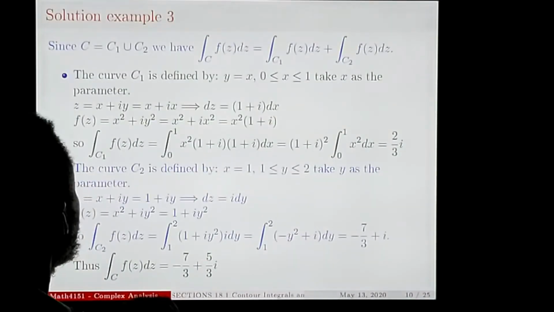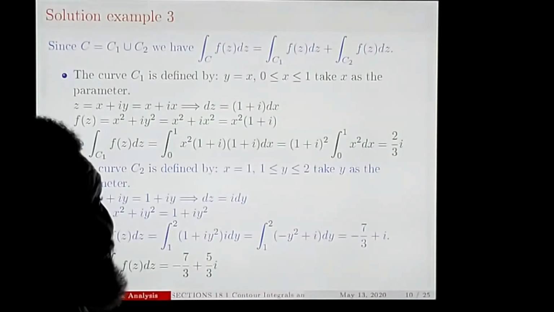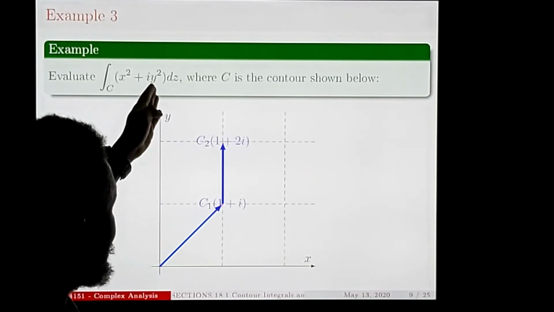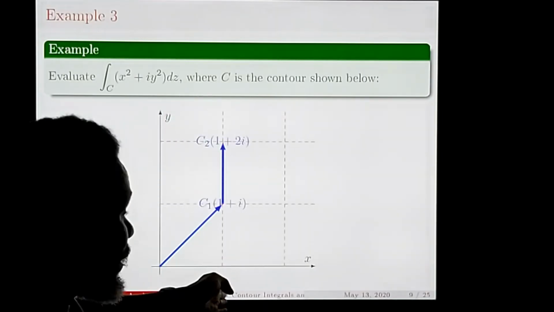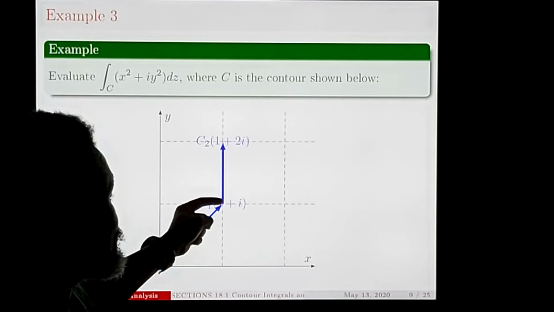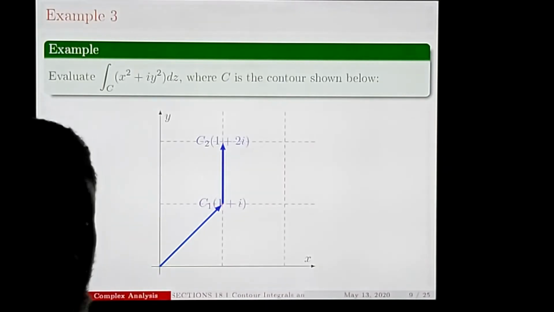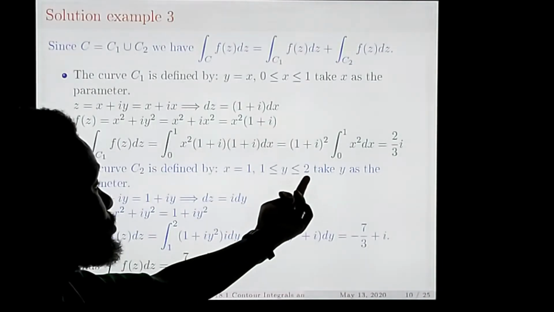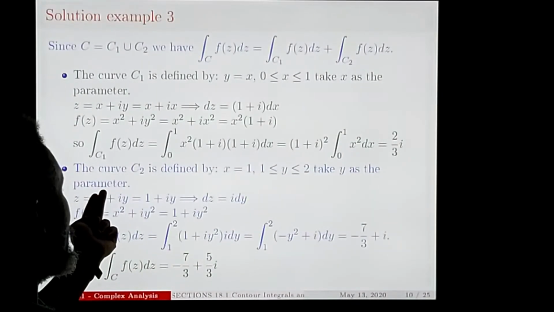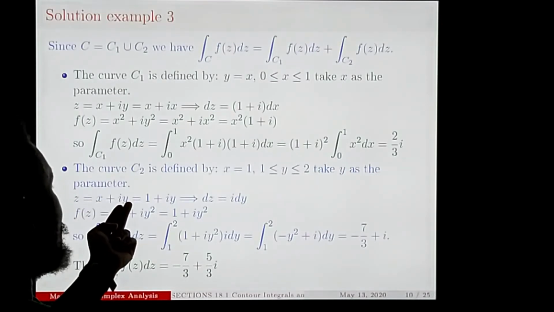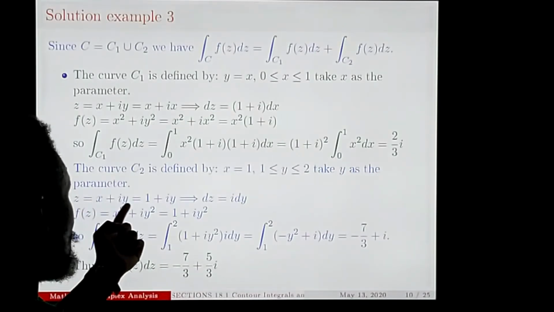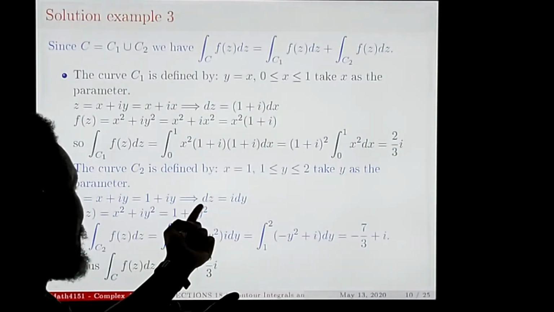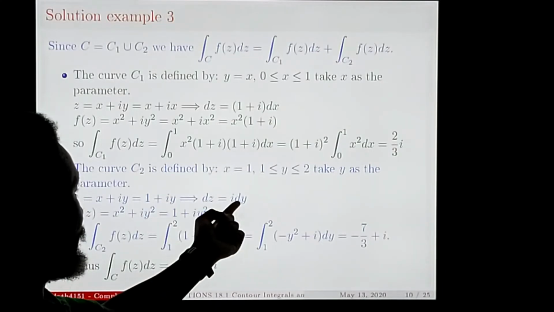Next is curve C2. What is C2? Well, C2 is just a vertical line. What is this vertical line? Vertical line here means that x is 1, with y running from 1 to 2. So we treat y as a parameter here. So we have z equals x plus iy. What is x? X is 1, so just 1 plus iy. If you differentiate with respect to y, on this side you have dz, and on this side the constant is 0, so you just have i dy.